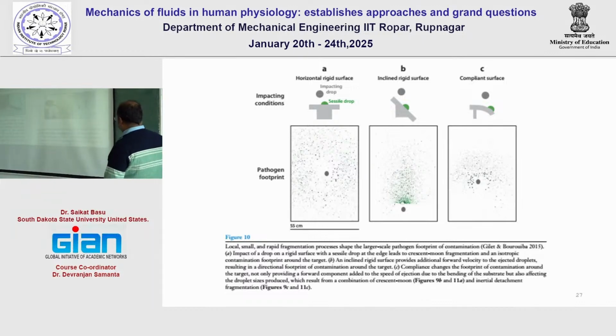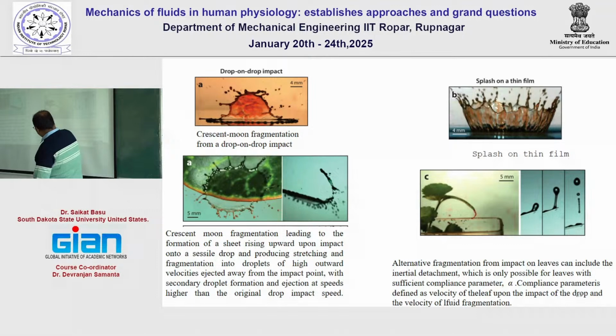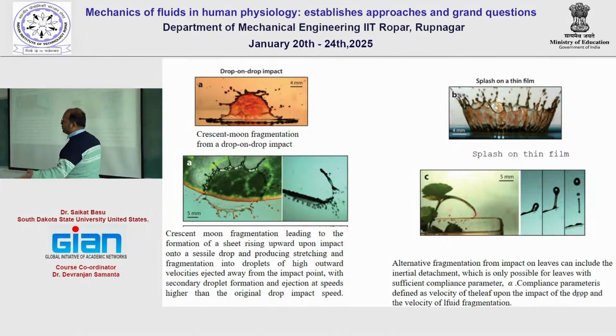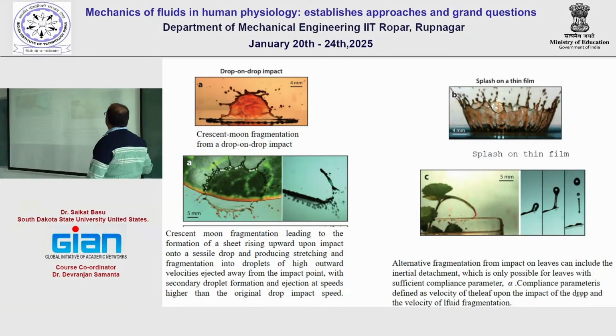Then these are different sorts of fragmentation. This is called crescent moon fragmentation for a drop impact. So instead of a water film, if there is some sort of sessile droplet already there, it can be imagined as a half moon. That's why it's called crescent moon.